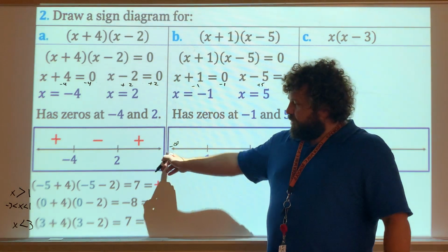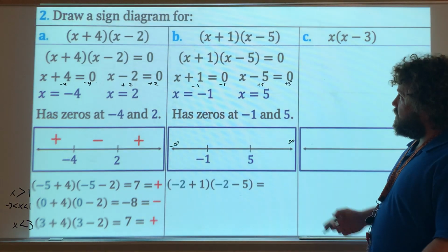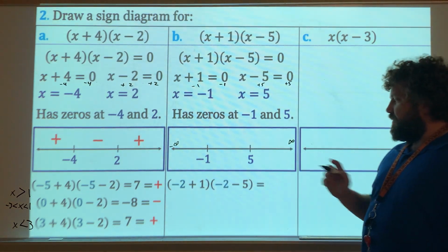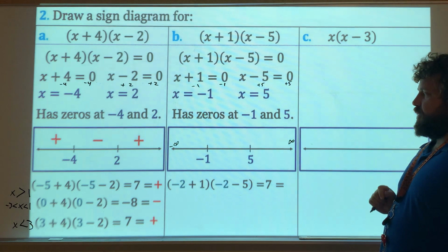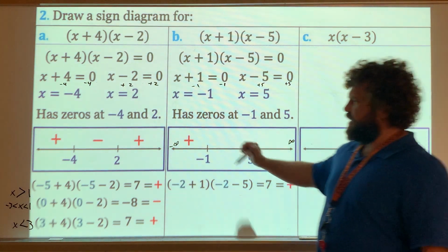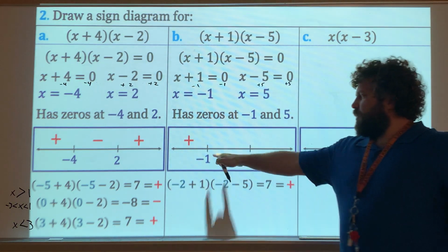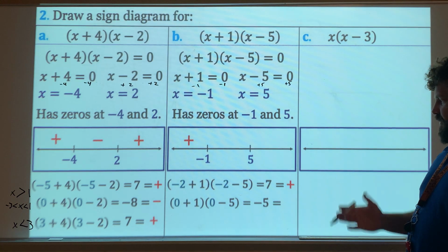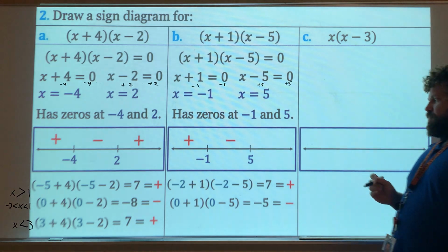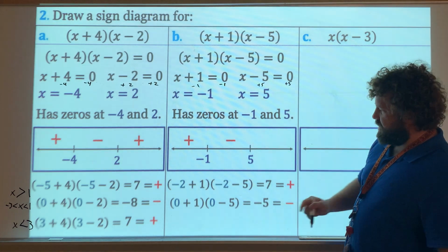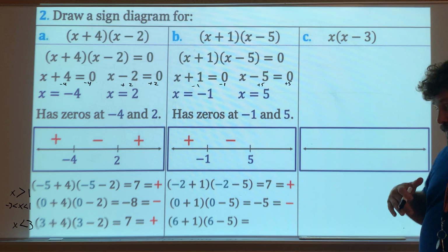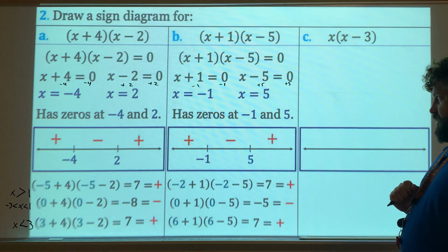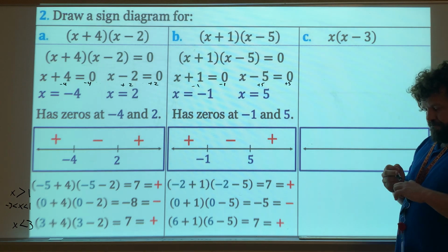Pick a number less than -1, between these two: -2, right? Good. -2 plus 1 is -1 times -7 is a +7, which is a positive number. Get that negative sign out of there. Number between these: 0. 0 plus 1 is 1 times -5 is -5. Negative number. Number bigger than 5 is 6. 6 plus 1 is 7. 6 minus 5 is 1. 7 times 1 is 7, which is a positive number. Plus, minus, plus.